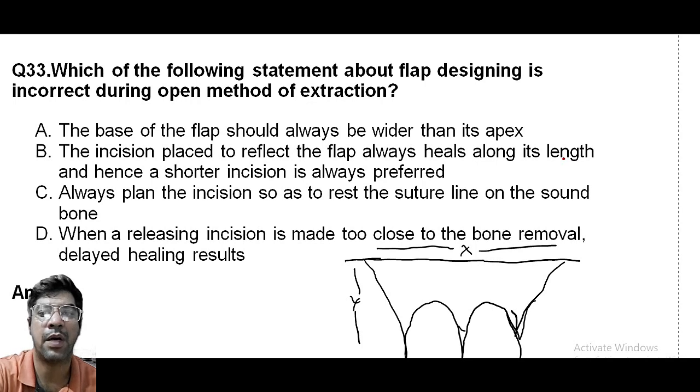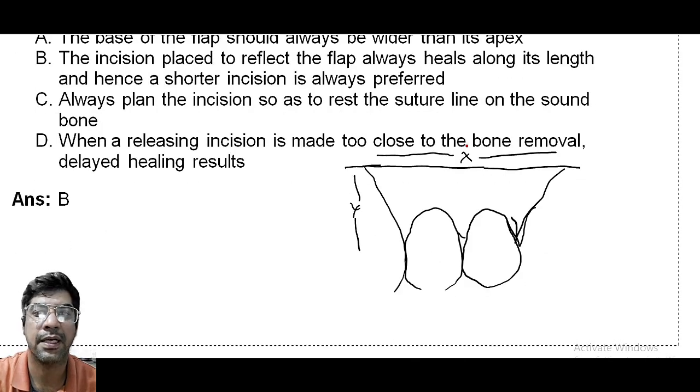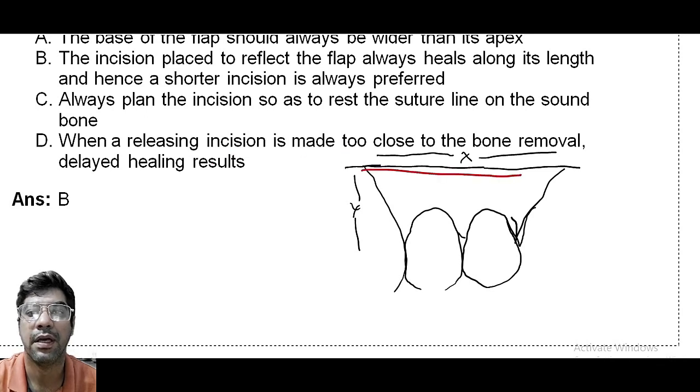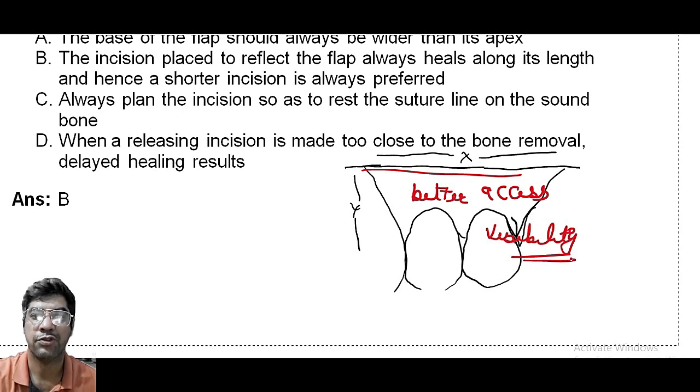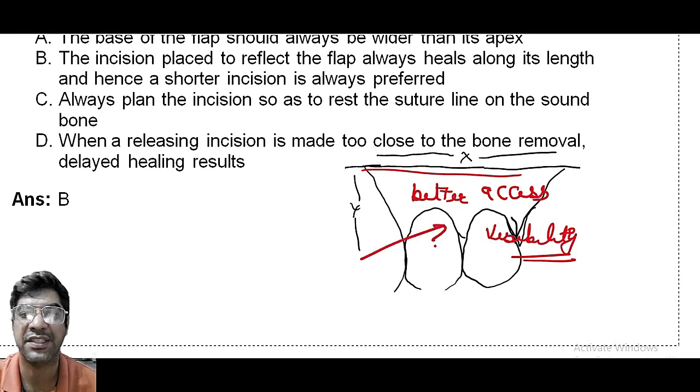Which of the following statements about flap designing is incorrect during the open method of extraction? The base of the flap should always be wider than its apex. Yes, this statement is generally correct. In flap design, it's recommended that the base of the flap is wider than its apex. That allows for better access and visibility during the extraction procedure. A broader base will provide more surgical access and allow proper visualization of the surgical area.